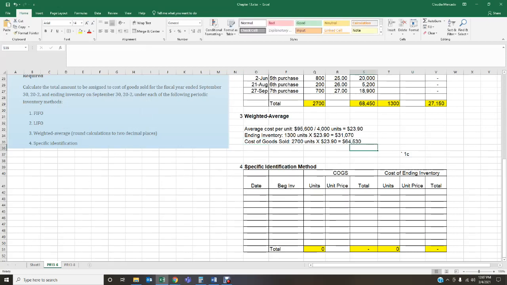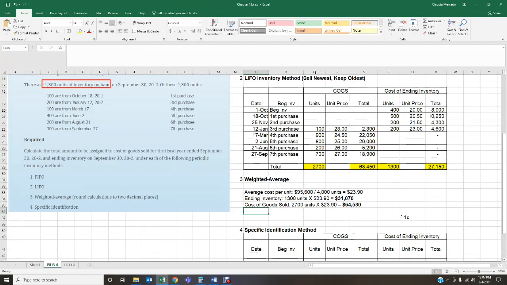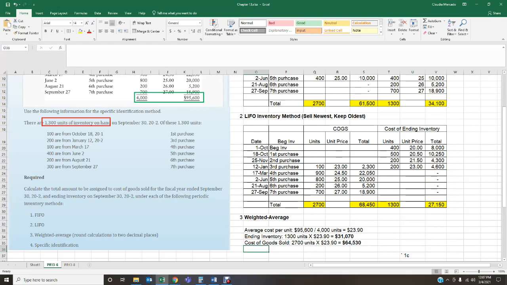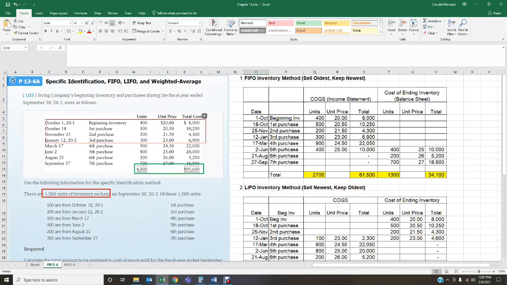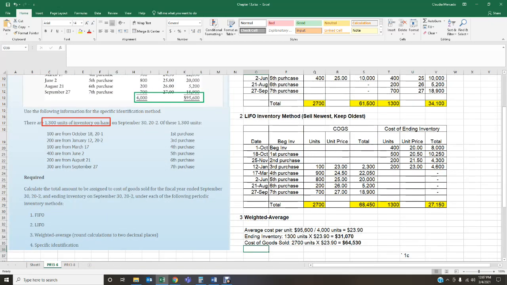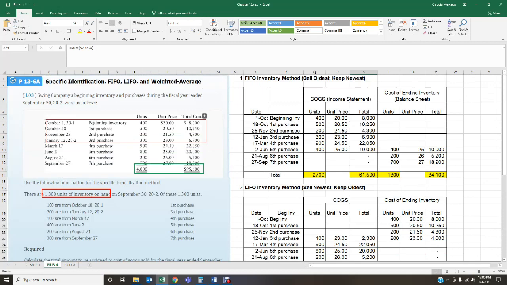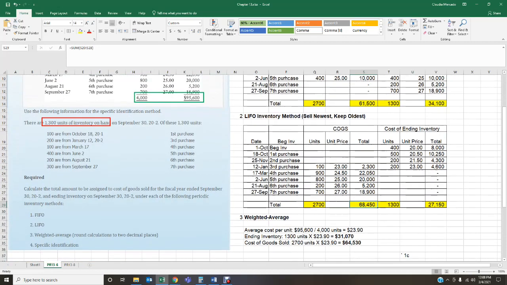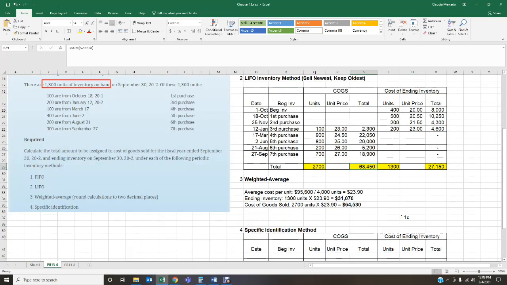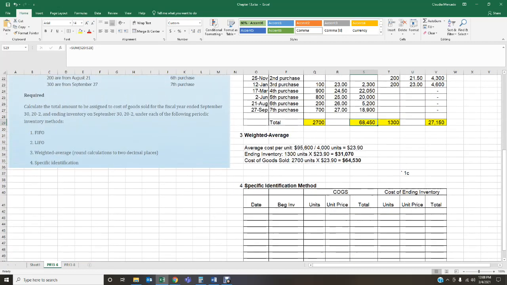Now, if you notice, using the weighted average gives you an amount in between both methods. It's like the best of both worlds. Using the LIFO method, the ending inventory was 27,150. Using FIFO, it's 34,100. Using the weighted average, it's 31,070, in between these two numbers. For the cost of goods sold, it's 64,530, in between the 61,500 for FIFO and the 68,450 for LIFO. So the weighted average gives you something in the middle, not so extreme as FIFO or LIFO. It's just a simple calculation using the total cost over the total units, and whatever the per unit cost is, you apply that to the ending inventory as well as to the cost of goods sold.